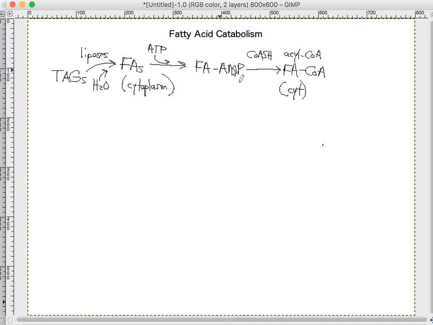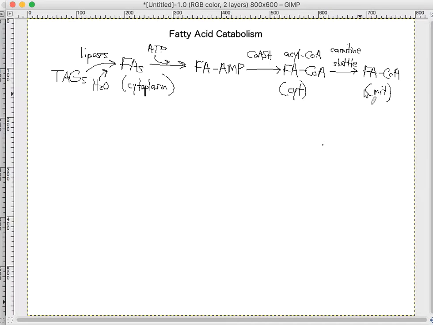So now we're going to have to shuttle this across the mitochondrial membrane. And there is a shuttle that I will discuss called the carnitine shuttle, which takes that carbon chain and pushes it across the mitochondrial membrane where we can break it down.